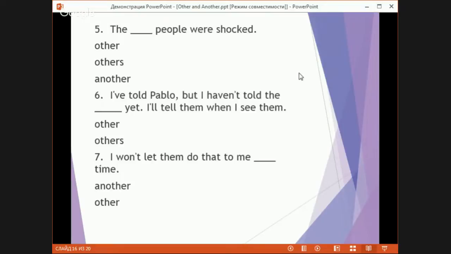So what do we have here? The other people were shocked. We have the and other. It's not a pronoun, it's a determiner.